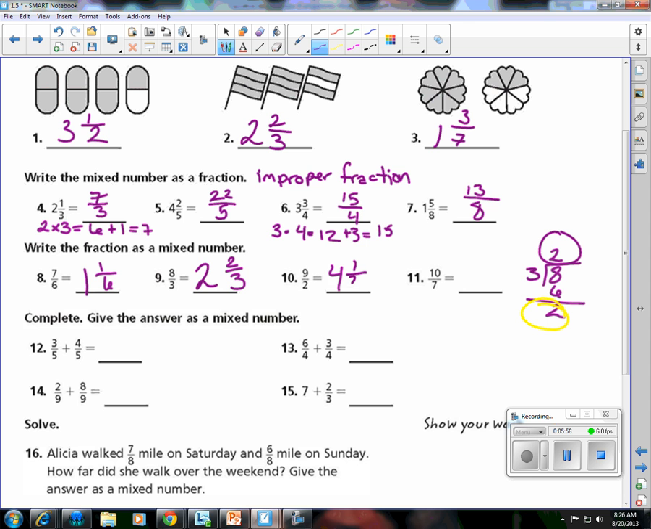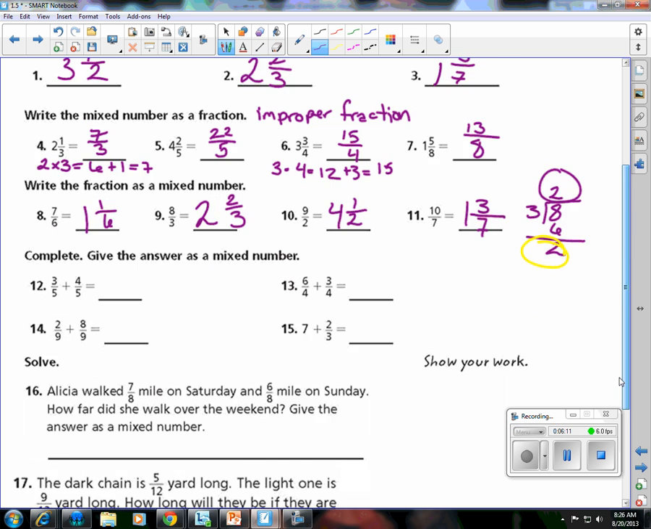Alrighty, 1/2. All right, how many 7's can I pull out of that 10? 1. What's left over? 3, right? Because 10 minus 7 is 3, and that stays over that 7. Okay, so let's keep track going on.